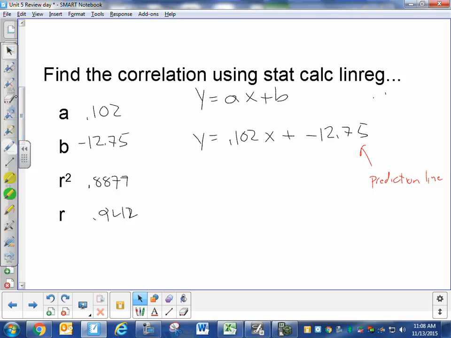We can use this so long as we know what x and y mean. What is the x in this situation? And what is the y? It's a very important question. We have this line, but if we don't know what x and y mean in the line, then we're not going to know what to do with this prediction line. So what is the x? What does it stand for?